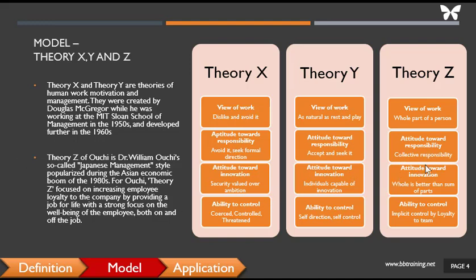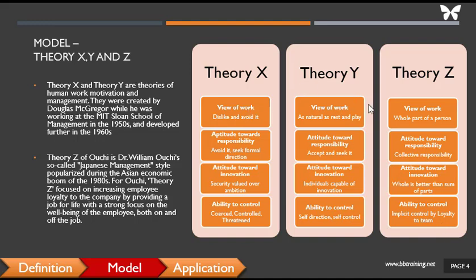There is a lot of peer responsibility and accountability in this. Attitude towards innovation: the whole is better than the sum of the parts. So again, looking at the entire organization as a whole and taking responsibility. Innovation is important. The organization should move forward. The organization's KPIs need to be met. Ability to control: implicit control by loyalty to the team. Implicit, unspoken control is there by loyalty to the team. Everybody is loyal to the team and everybody shows that. And that's the culture that is embedded.